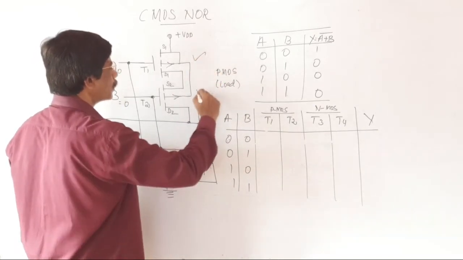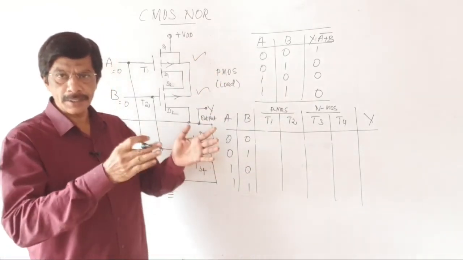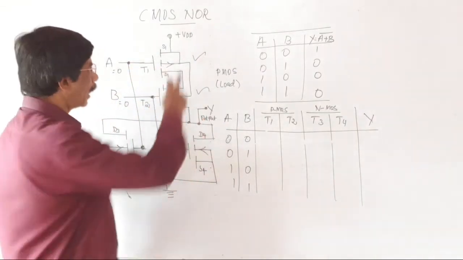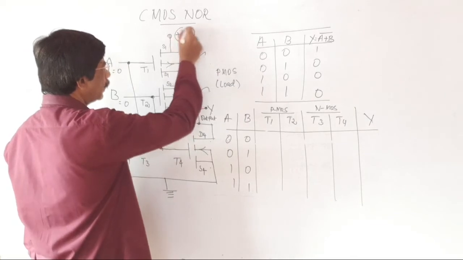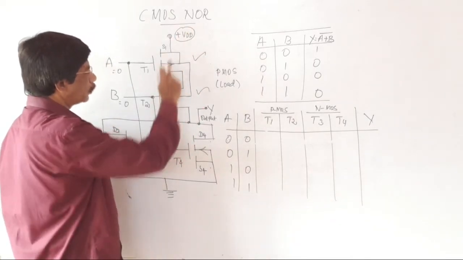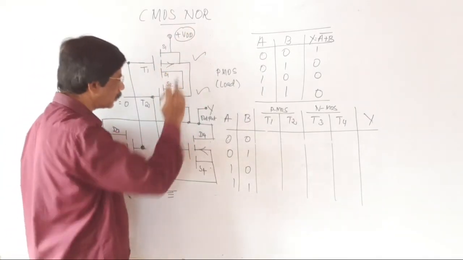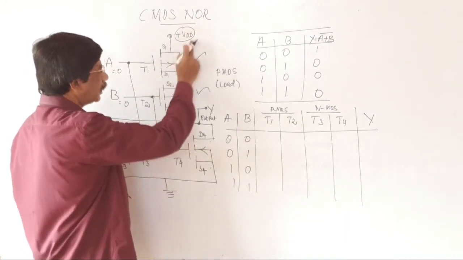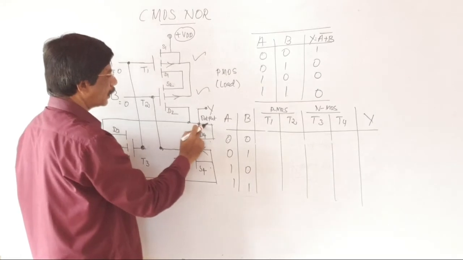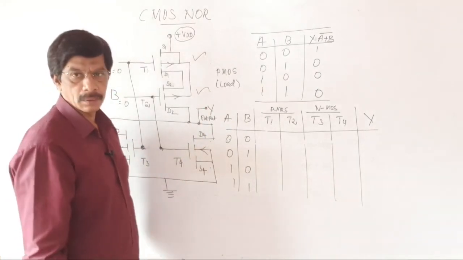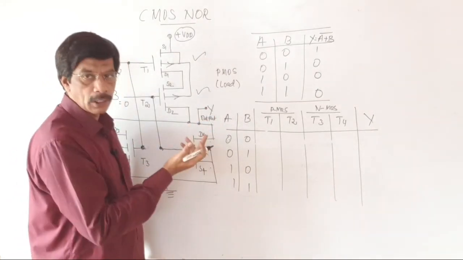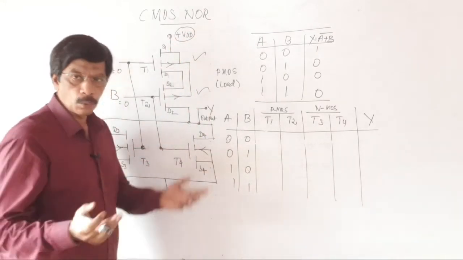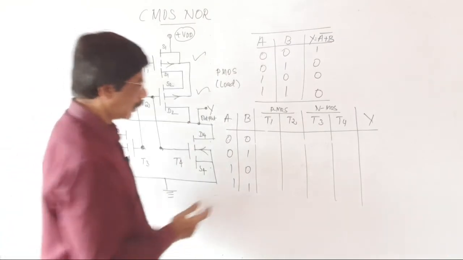This is switched on, this is also switched on. It is acting as a closed circuit. When it is a closed circuit, the applied voltage plus VDD is passing through the two switches. This is a closed switch, this is also a closed switch, and the plus VDD voltage exists at the output terminal. The plus VDD is directly passing to the Y point. Y is equal to high value.